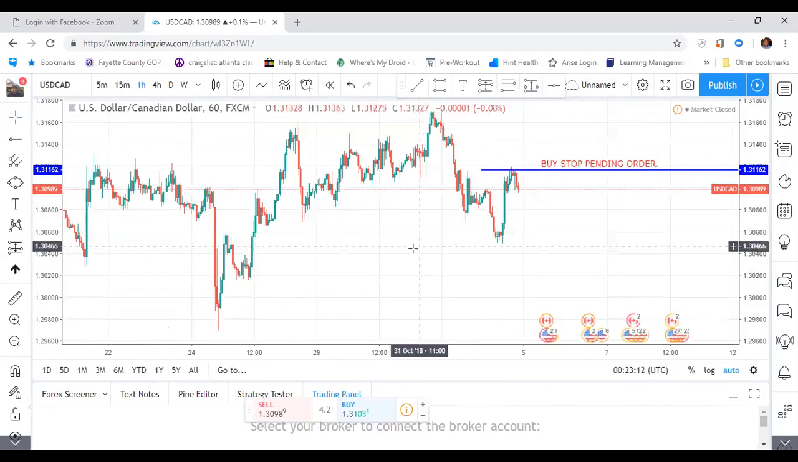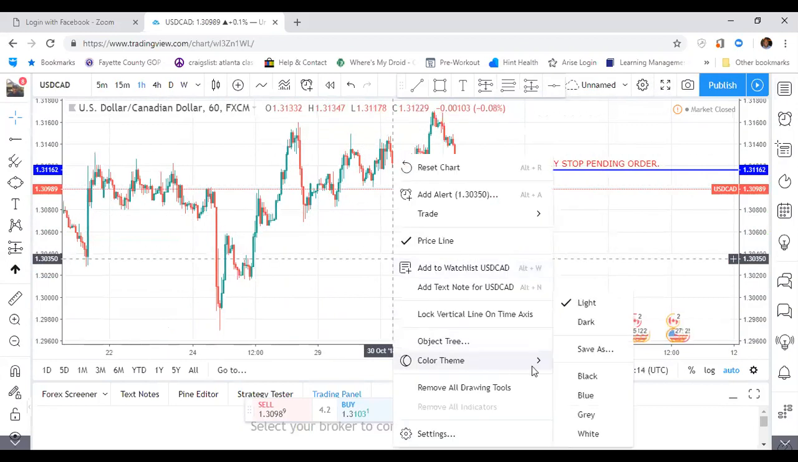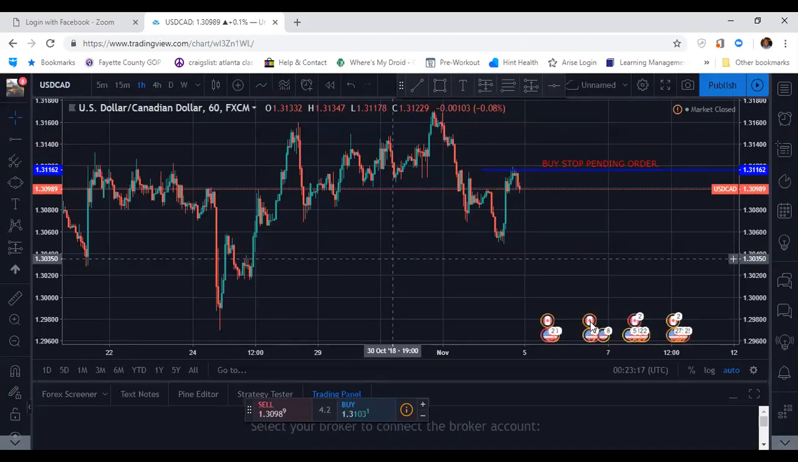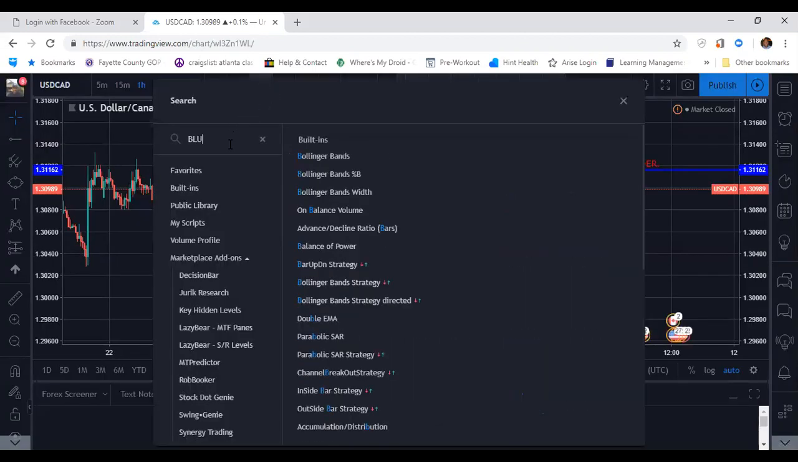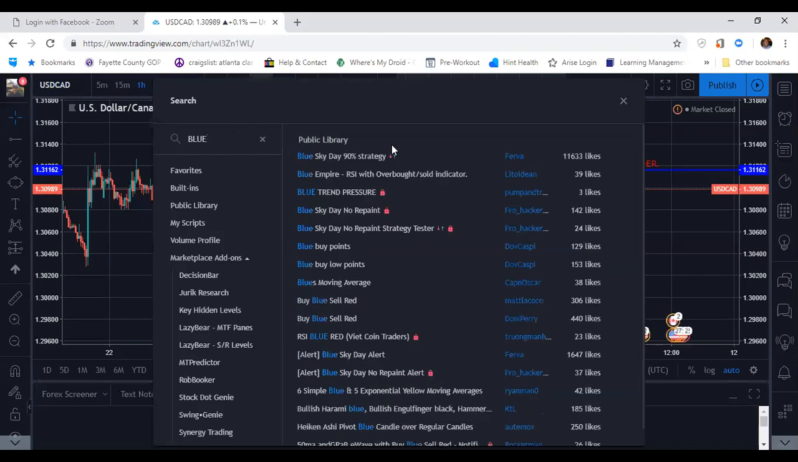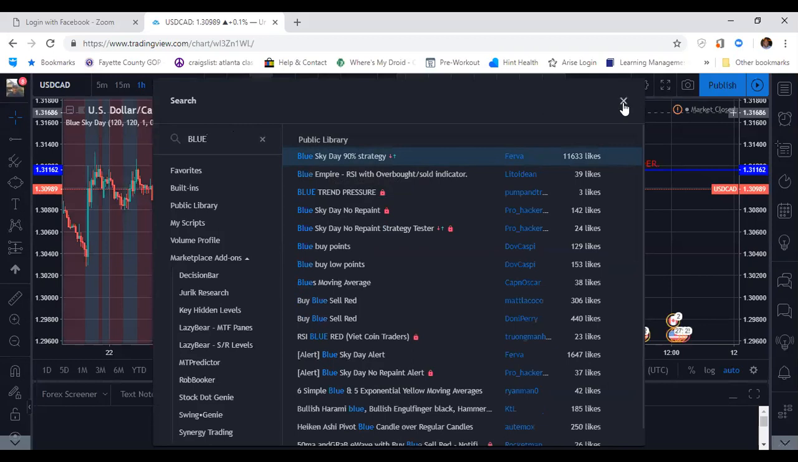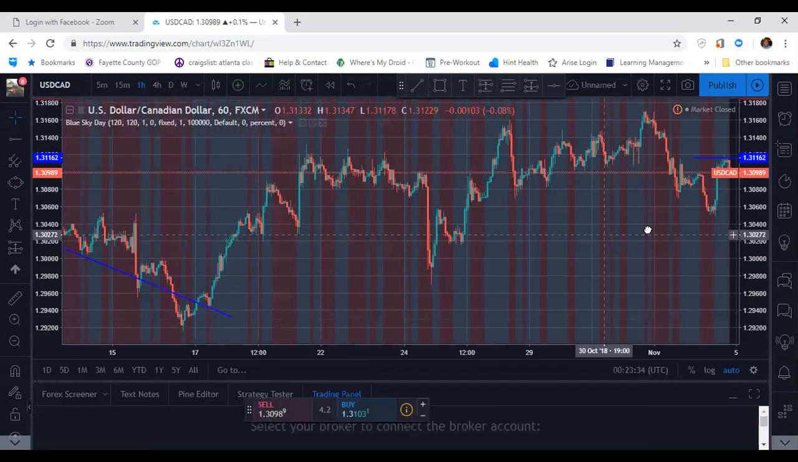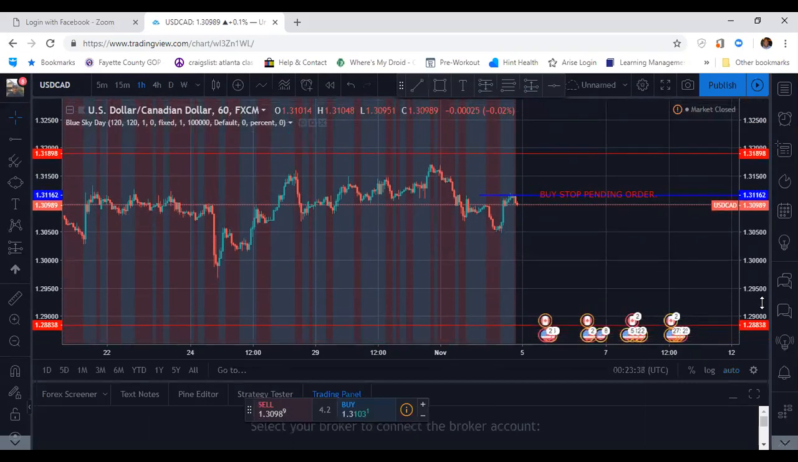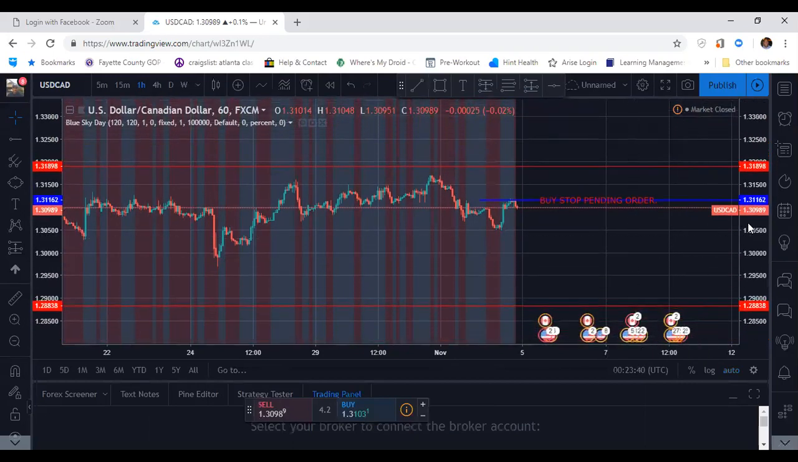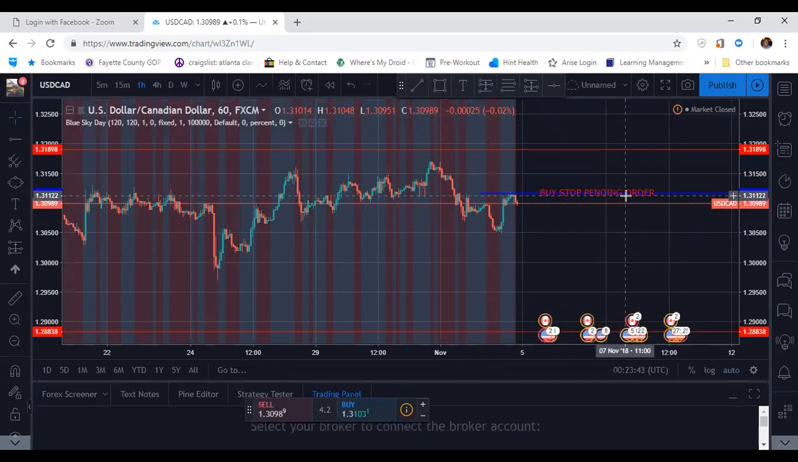Okay, so let me switch it to dark because I kind of like the dark again. All right, this one is called Blue Sky Day 90% Strategy. So there you go. So when I add it, okay, let's go here. Order off.